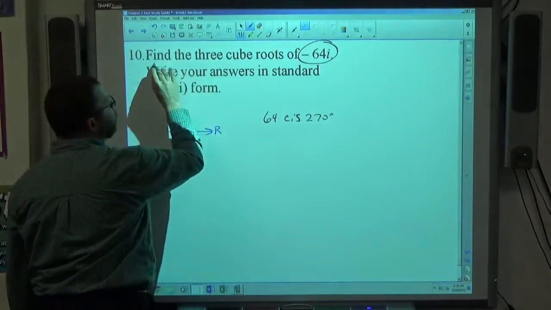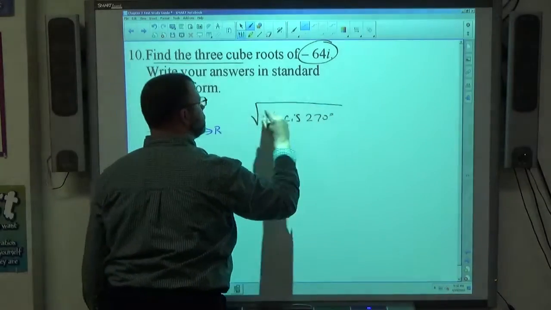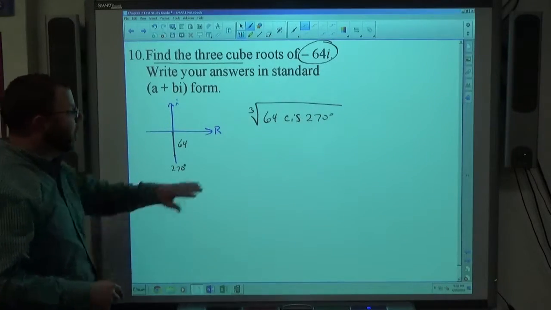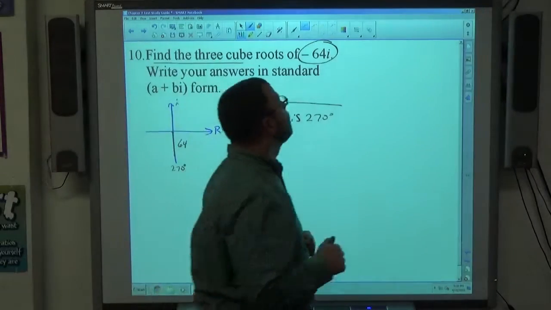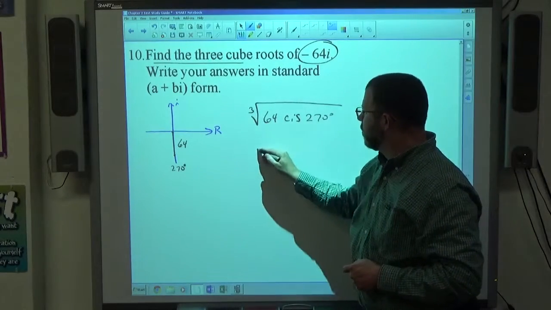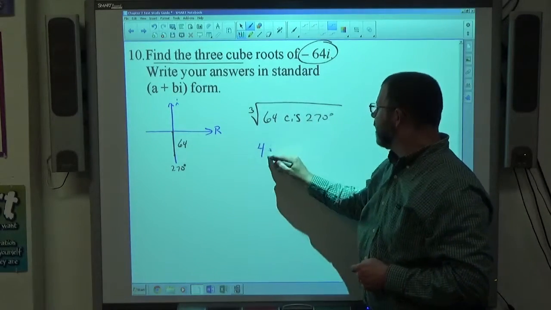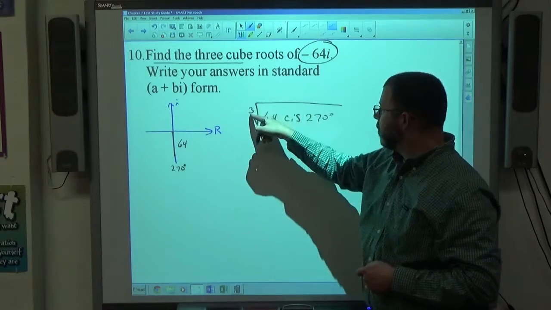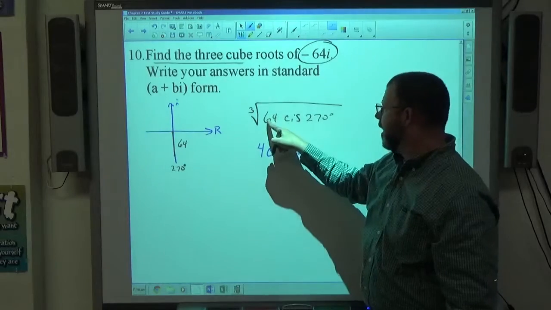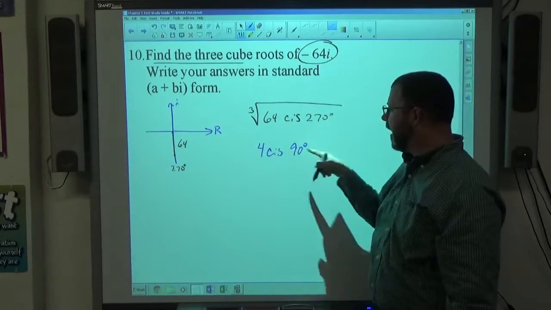We're supposed to find the 3 cube roots, so I want to cube root it. In order to cube root an imaginary number, we need to be in trigonometric form. Using De Moivre's theorem, we take the cube root of 64, which is 4. We take the angle divided by the root. 270 divided by 3 is 90. So we root the magnitude, we divide the angle, we get an answer.